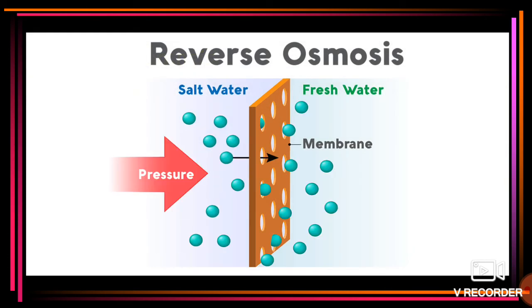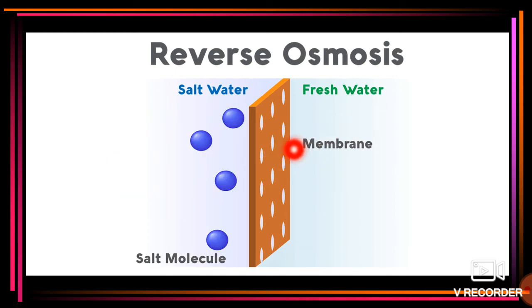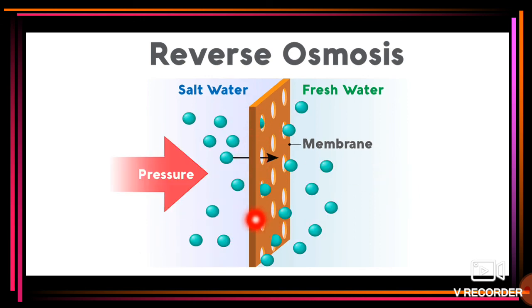Let's see what actually happens in reverse osmosis. You can see normal osmosis is taking place, but if you apply pressure, more water goes to the other side. On one side you can see the salt water, on the other side the fresh water. Salt remains intact here and fresh water crosses the membrane, which is a semi-permeable membrane. Blue color is the salt molecule, green color is the water molecule.